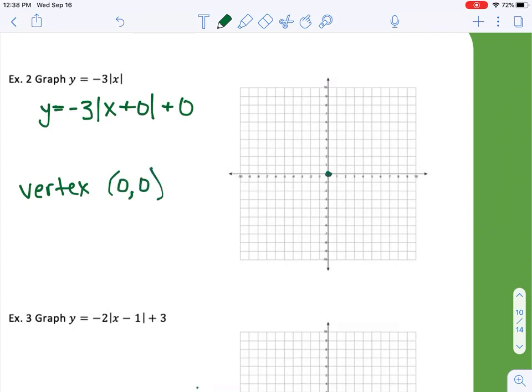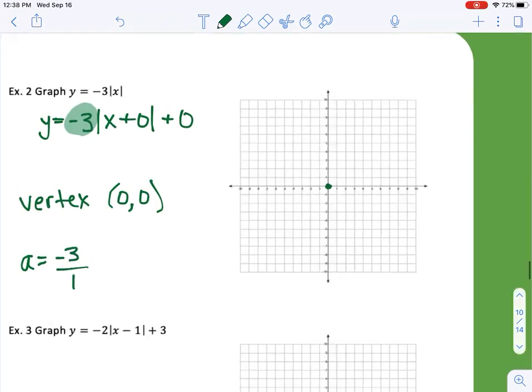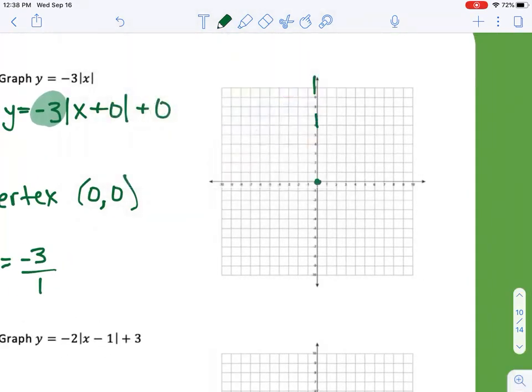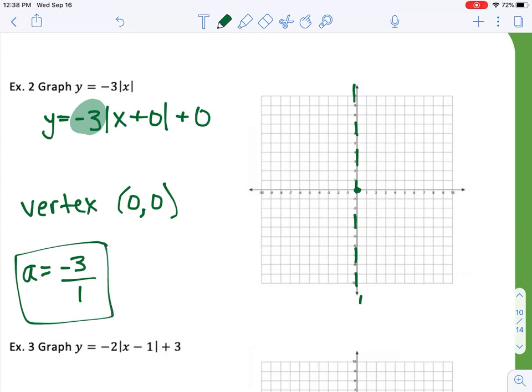And our kind of slope, our a value, is negative 3. And you'll put that over 1. We know our axis of symmetry goes through our point, so it is x equals 0. So we can graph from our point using our slope. Notice the a value is negative. So we'll go down 3 over 1. It has to open downwards because it's a sad graph.